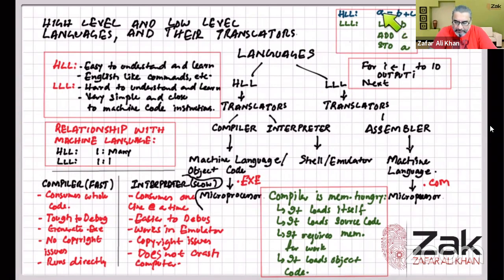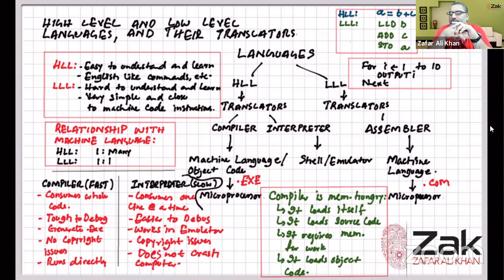So you can see that for one high level language instruction there are many low level language instructions. If we have a high level language statement and we try to develop an equivalent low level language statement, then it won't be one statement, rather it will be more statements. So we can say the relationship between high level language and low level language is one to many. For one high level language instruction there are many low level language instructions.